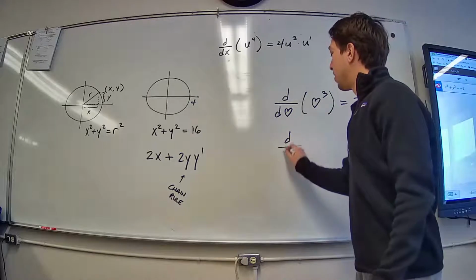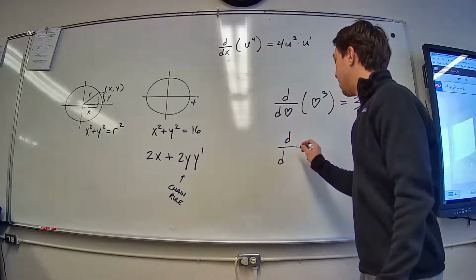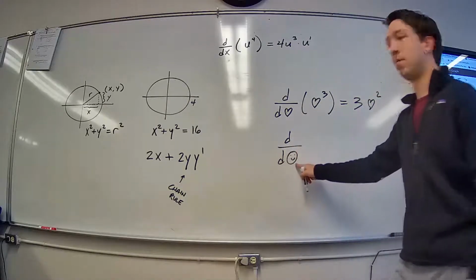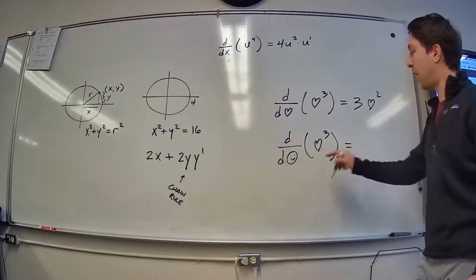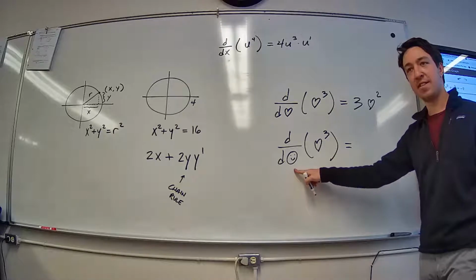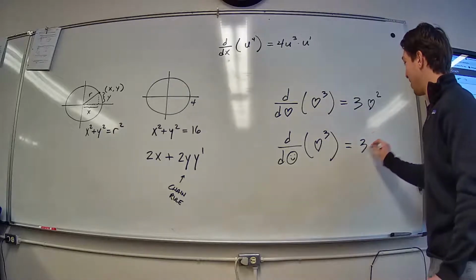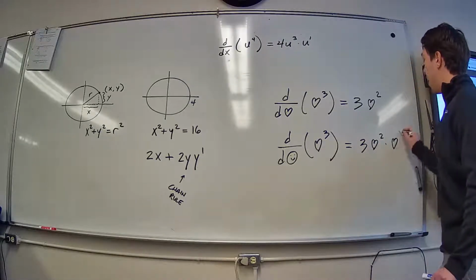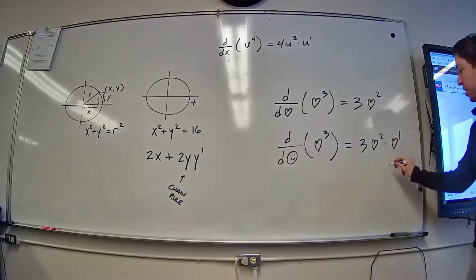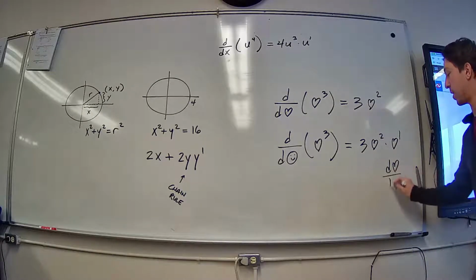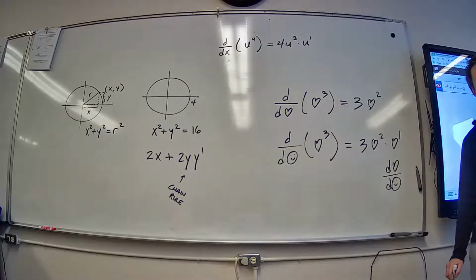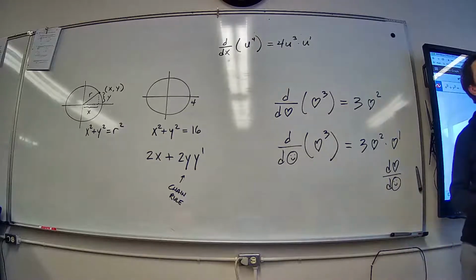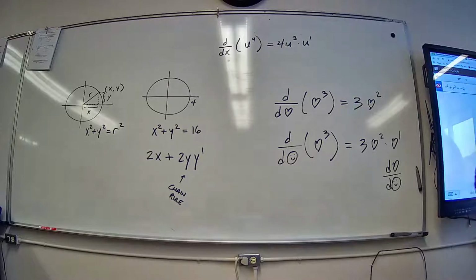But d over d smiley face, that's a different symbol, of heart cubed. Now you'd have to go, I think heart must be some function of smiley. So it would be 3 heart squared times heart prime, where heart prime represents the derivative of heart with respect to the smiley face. Cool beans? Yes. Heart cubed must be a function of smiley.